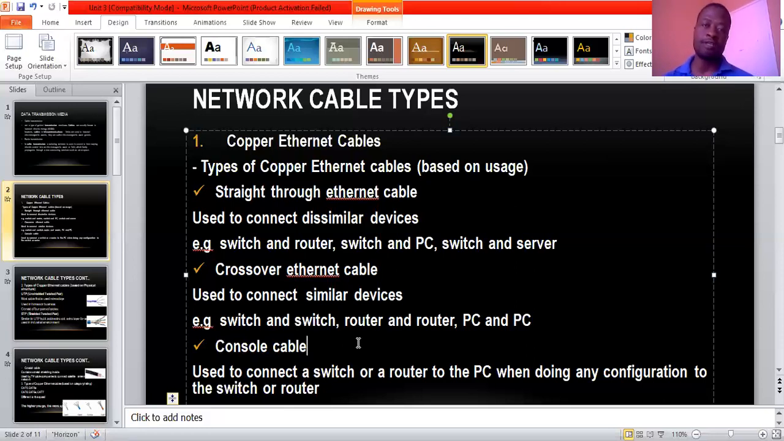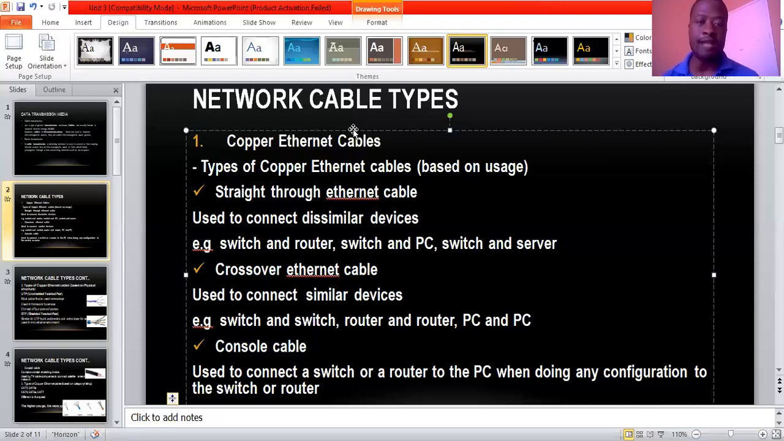So now that connection, like a new switch or a new router, you need to connect to the PC and do the configuration, okay? Because the router has what we call a console port, okay? So the console port requires a console cable for you to connect to the PC to do the configuration, okay?